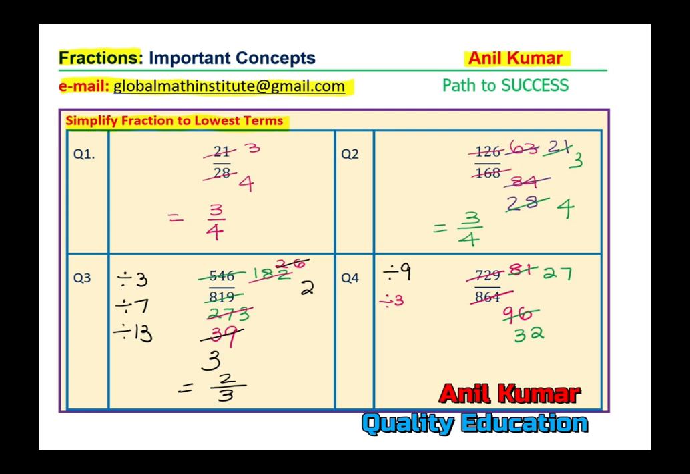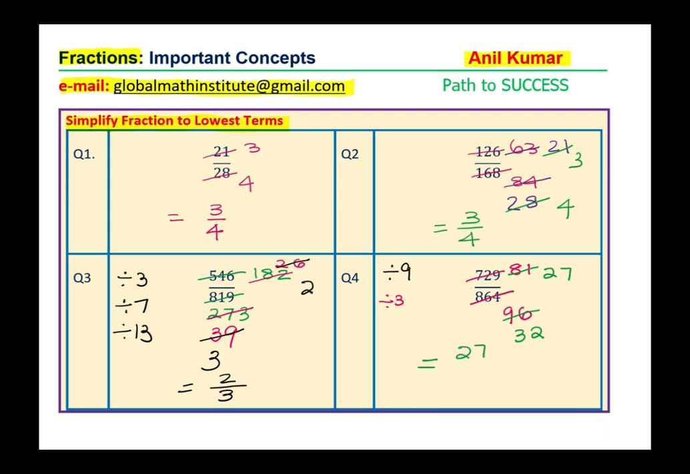Now 27 is 3 times 9, 32 has all twos, right? 2 times 2 times 2 times 2. So we cannot further simplify. So the result is 27 over 32.